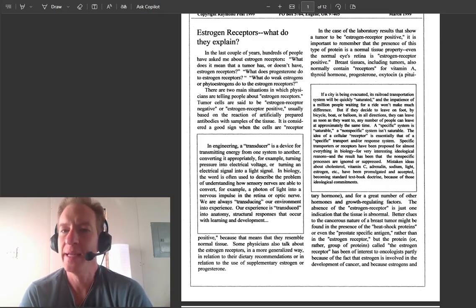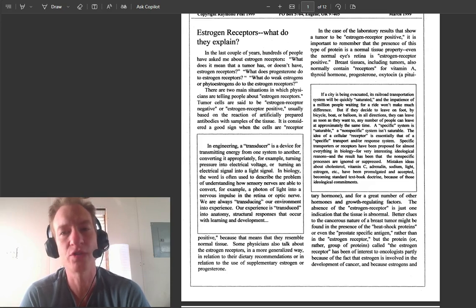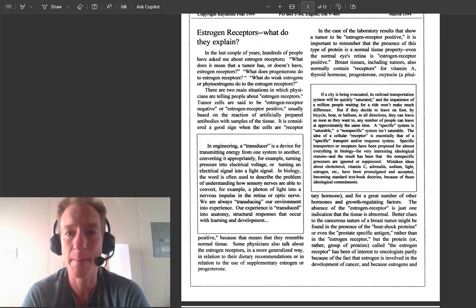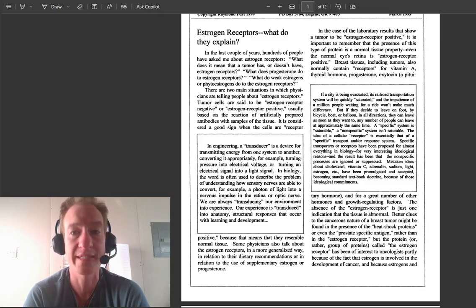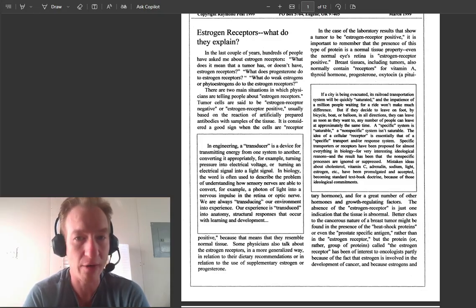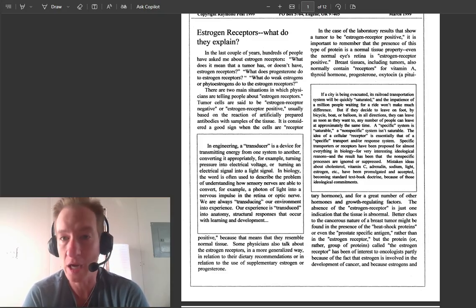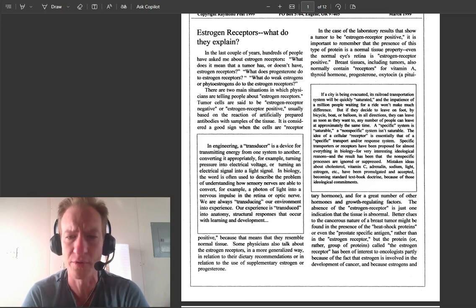Okay, moving on. In the case of the laboratory results that show a tumor to be, quote-unquote, estrogen receptor positive, it is important to remember that the presence of this type of protein is a normal tissue property. Even the normal eye's retina is quote-unquote estrogen receptor positive. Breast tissues, including tumors, also normally contain quote-unquote receptors for vitamin A, thyroid hormone, progesterone, oxytocin, which is a pituitary hormone, and for a great number of other hormones and growth-regulating factors.